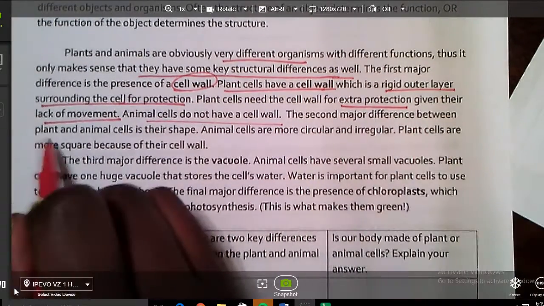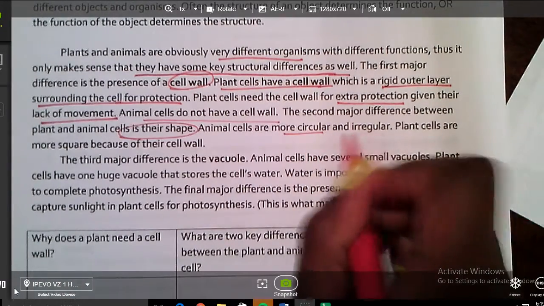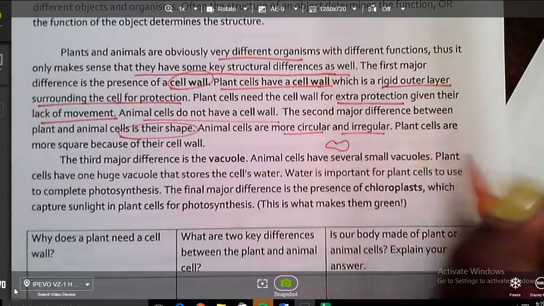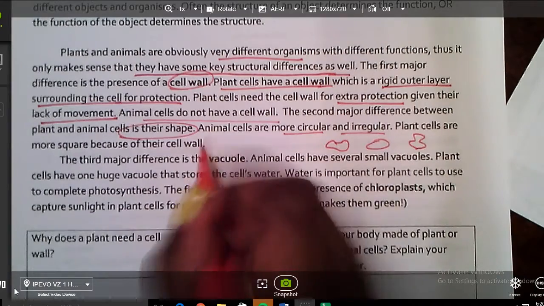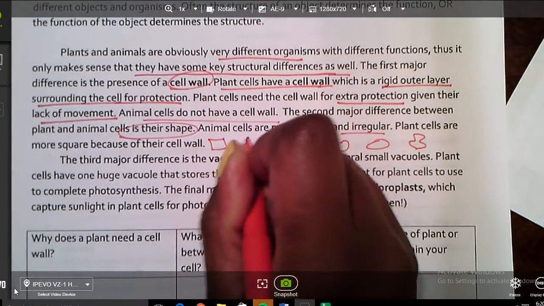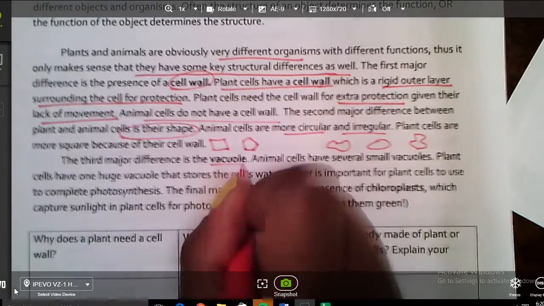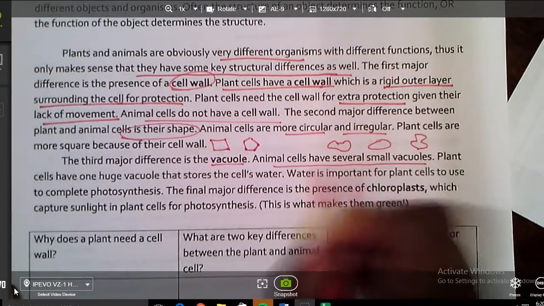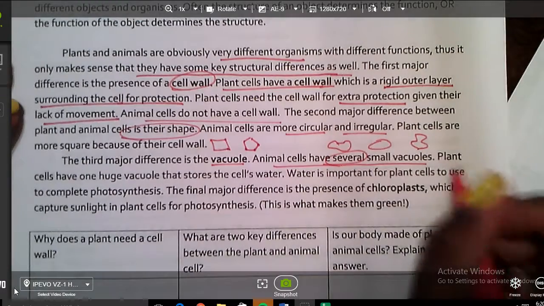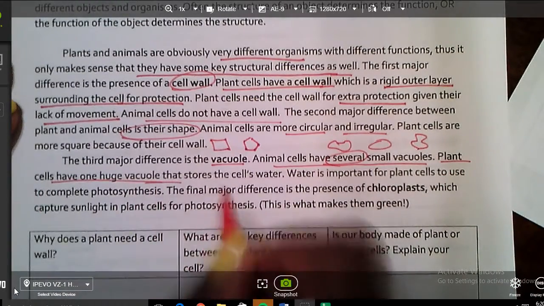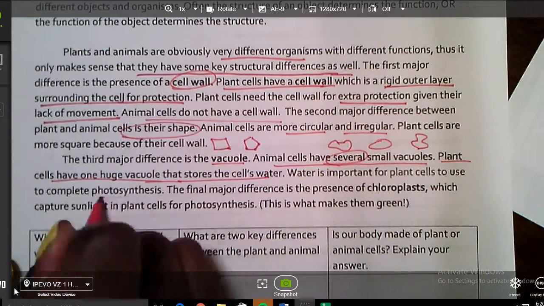The second major difference between plant and animal cells is their shape. Animal cells are more circular and irregular, so they may be shaped like this, like this, or like this. Plant cells are more square because of their cell wall, like this or like that. The third major difference is the vacuole. Animal cells have several small vacuoles, so you'll often see more than one vacuole inside of an animal cell. Plant cells have one huge vacuole that stores the cell's water. Water is important for plant cells to use to complete photosynthesis.